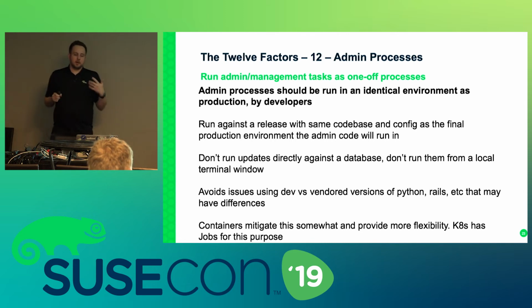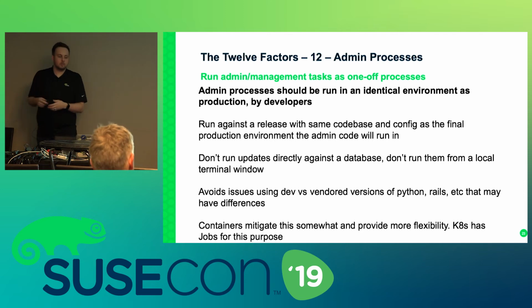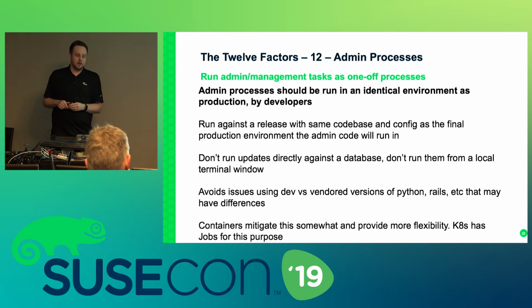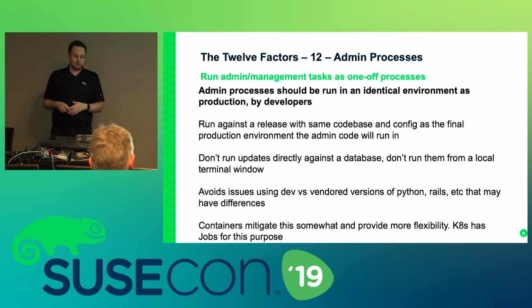And again, by doing that in the production environment, it avoids problems where, if the developer's done all of their testing on their dev machine, they may be using a version of Rake that's different to what we're actually finally going to use when we do it in production. Now in the world of Kubernetes, we have jobs for this purpose, and they allow developers to write a specific job.